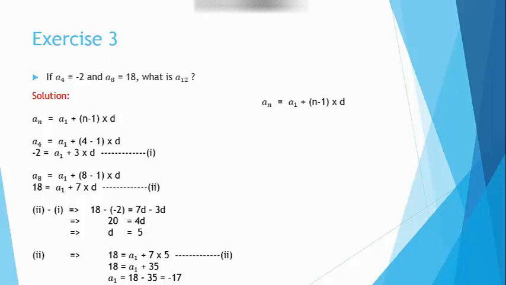Now we know the first term and the common difference. By substituting them in the formula for the nth term of the arithmetic progression, we can find out the 12th term, which is a12. So a12 equals negative 17 plus 12 take away 1 times 5. So negative 17 plus 11 times 5, which equals negative 17 plus 55, which equals 38. So the 12th term of the arithmetic progression is 38.